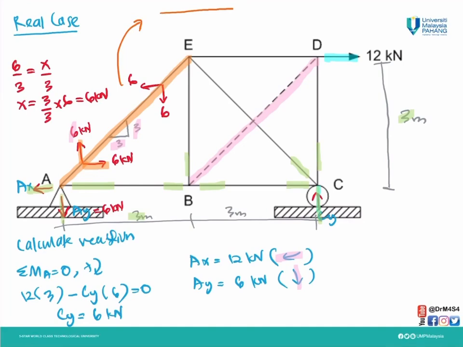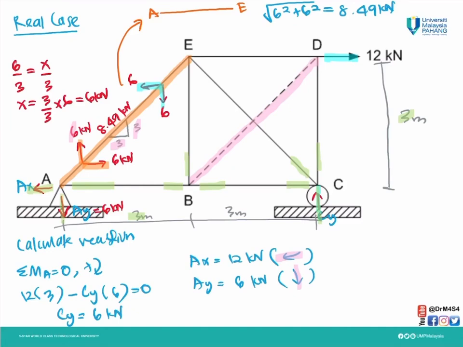We're going to find the magnitude of force for AE. So this is AE. We're using trigonometry to find that. The magnitude is the square root of 6 to the power of 2 plus 6 to the power of 2, which equals 8.49 kilonewton.